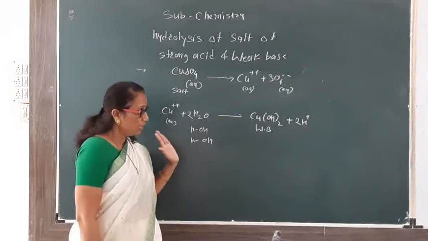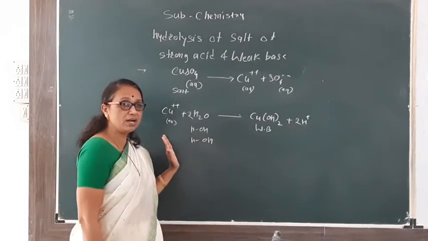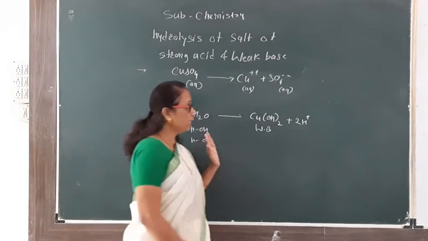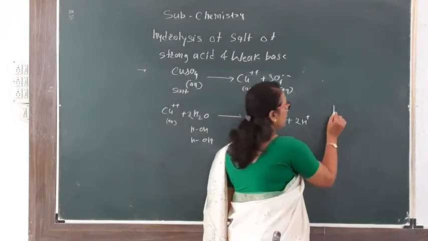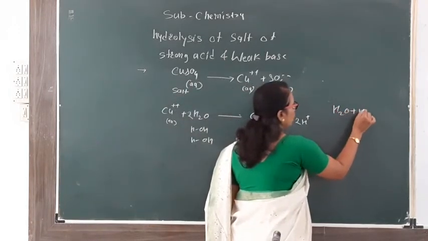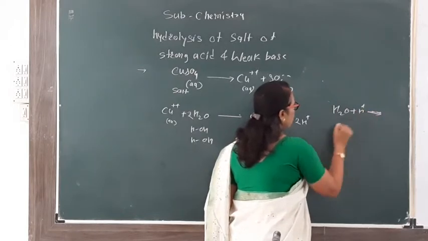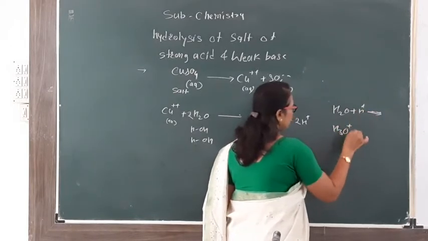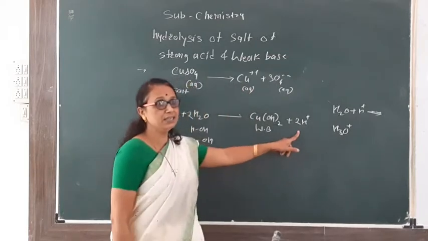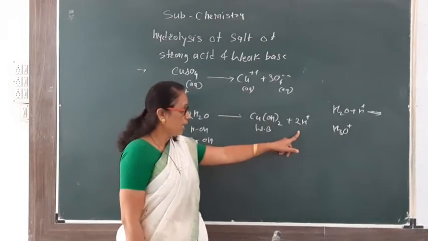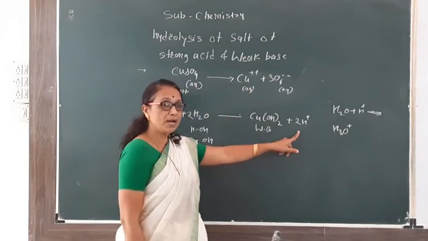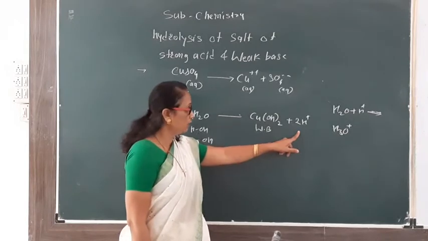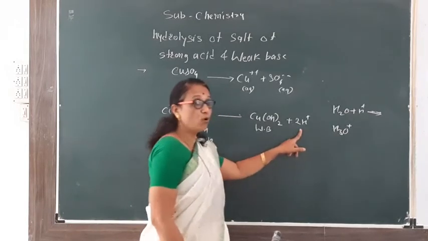But here H+ ions do not exist as such. That H+ ions readily combine with the water to form the H3O+ ions. That means H+ ions are in the form of H3O+, and hence to combine with H2O there is a need of 2 more H2O.